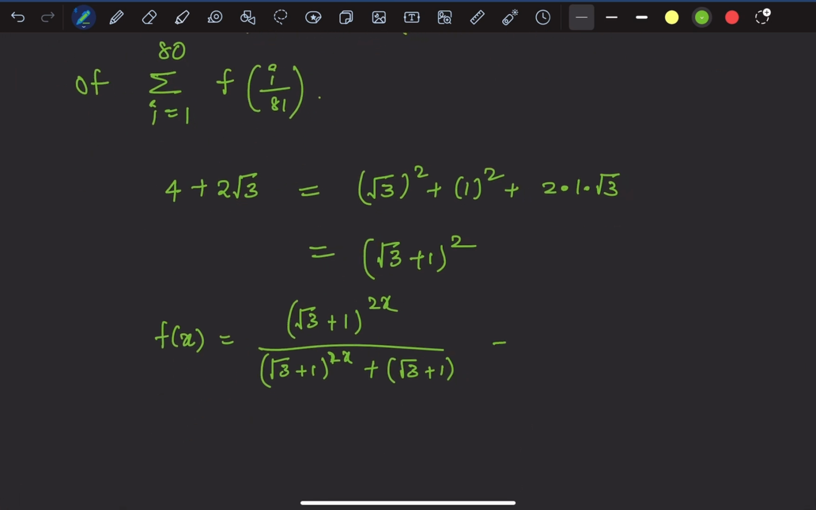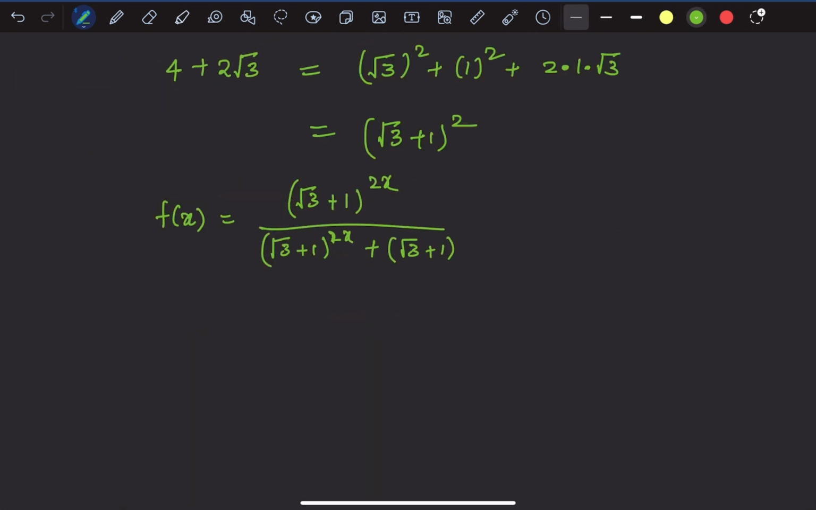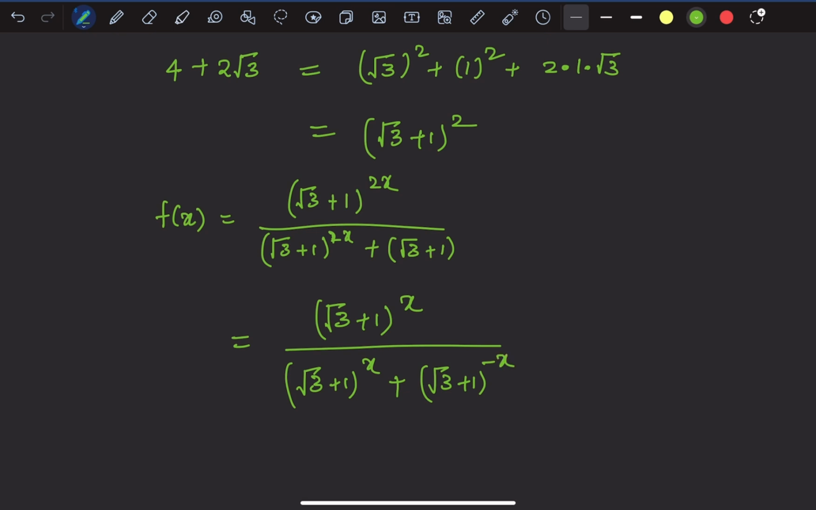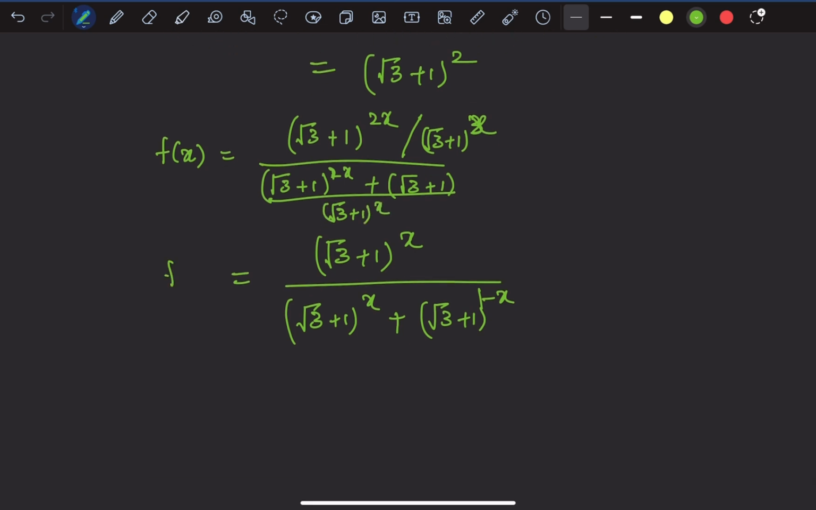Alright, so now this can be written as root 3 plus 1 whole power x upon root 3 plus 1 whole power x plus root 3 plus 1 whole power minus 1 minus x. So what I have done is I have divided the numerator by root 3 plus 1 whole power x, and I have divided the denominator with root 3 plus 1 whole power x. Alright, that's what I have done. So now this is f of x.